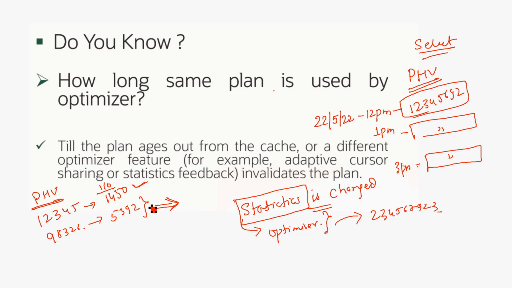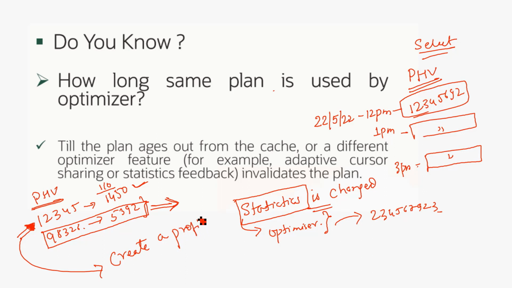So what we have to do is make the optimizer aware that the plan you are selecting is very bad. Please select this better plan. So how do we make the optimizer aware that it has to select this plan? We can create a SQL profile or SQL baseline to make the optimizer aware that this is the best possible plan. Try to run the query from this plan only. Okay.